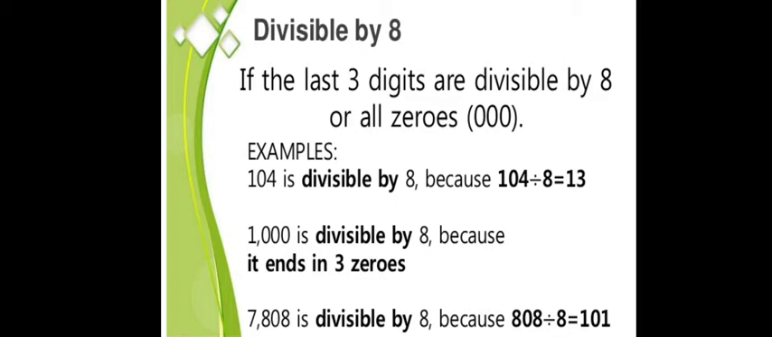See the last example, 7808. By taking the last 3 digits, we are checking. While dividing by 8, we get remainder as 0. So the total number 7808 is divisible by number 8. So if the last 3 digits are divisible by 8 or zeros, 3 zeros, we can say the number is divisible by 8.